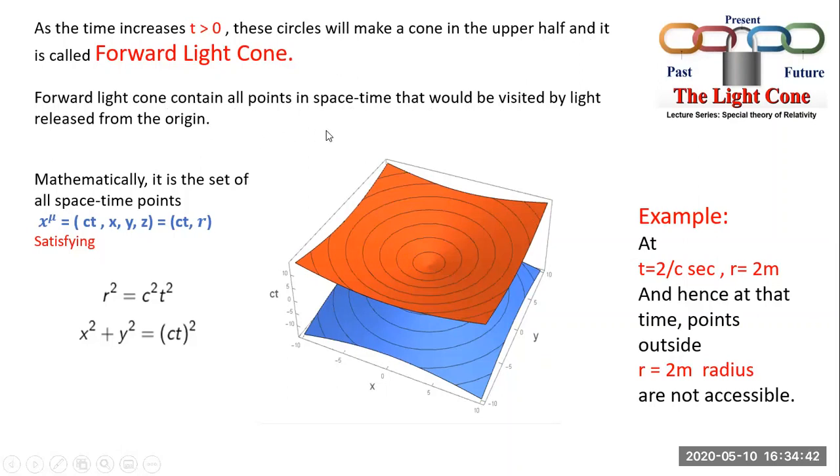Let me make it more clear by an example. At t equals 2 divided by c seconds, the radius will be equal to 2 meter, and hence at that time points outside r equals 2 meter radius are not accessible, which means points outside of 2 meter radius will not get enlightened, and consequently you will get no information of those points which are outside of 2 meter radius.